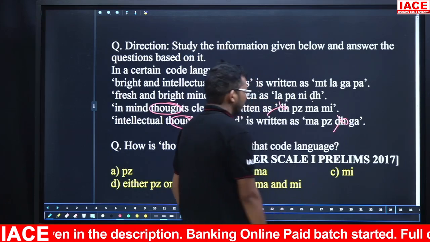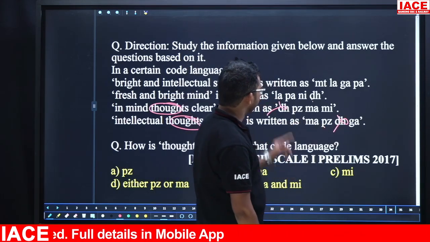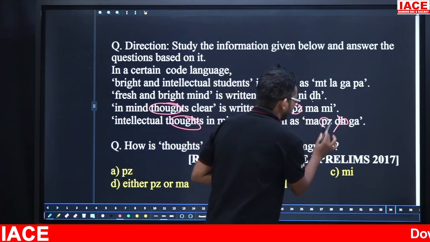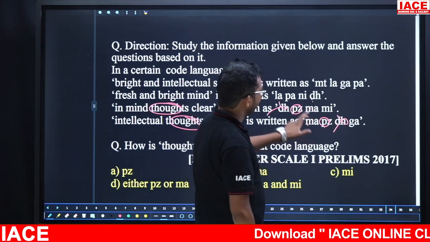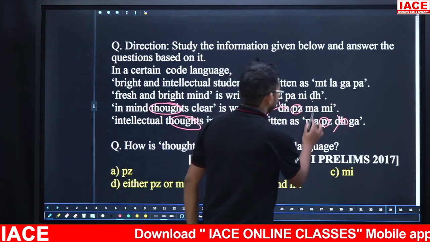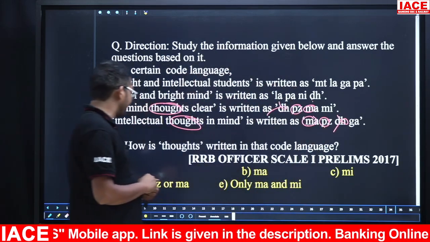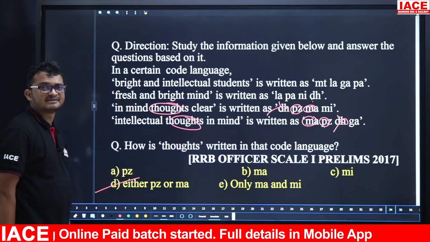Next one. Here we are having PZ. Here also we are having PZ. Is PZ present in the remaining lines? No. That means for PZ there is a chance to take. Next one, MA. Here we are having MA, here MA. In the remaining lines MA is not there. That means MA also has a chance. That means the simple answer is PZ or MA. Either PZ or MA. So the answer is option D.